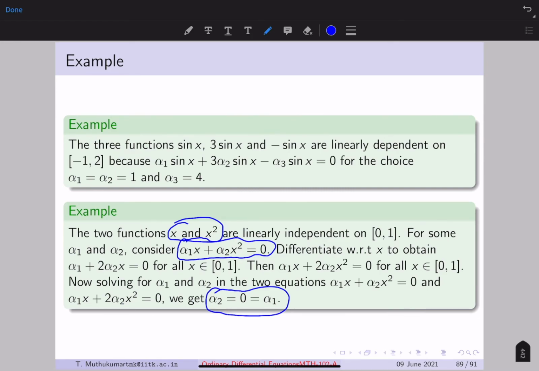Similarly, as another exercise, take 1 and x. Is this set linearly dependent or linearly independent? You can verify that. A quick guess: the degree of the constant function 1 is 0, and the degree of x is 1. So we expect that this is linearly independent. Please prove it.